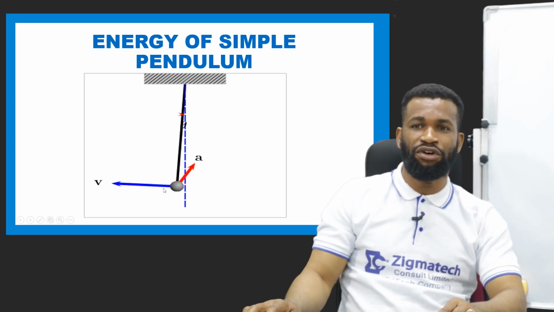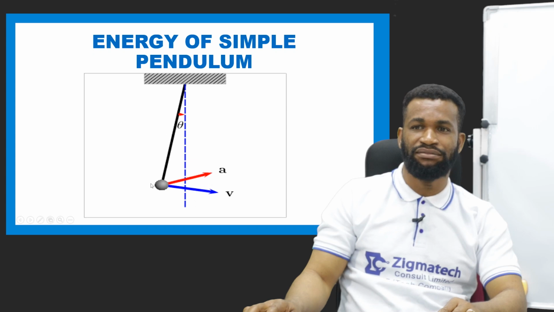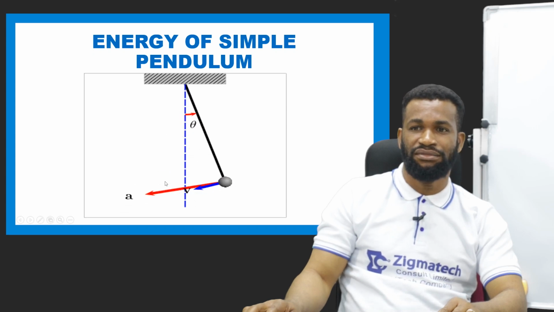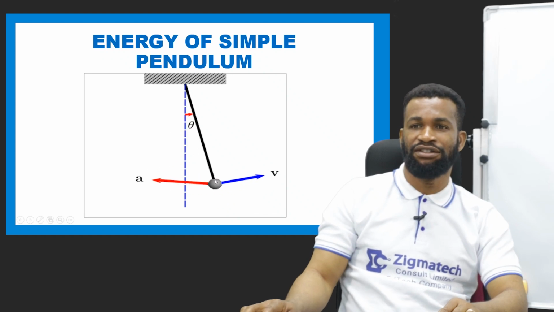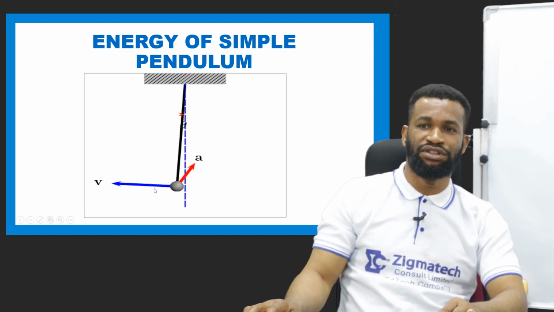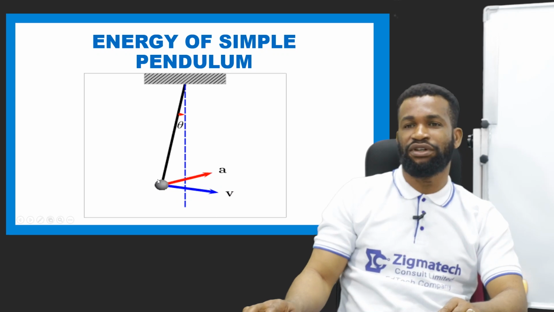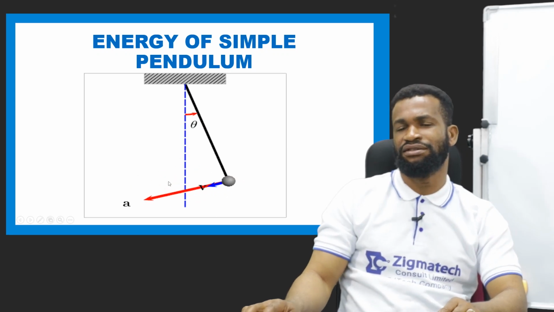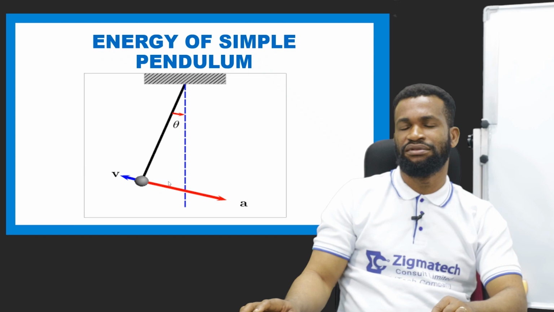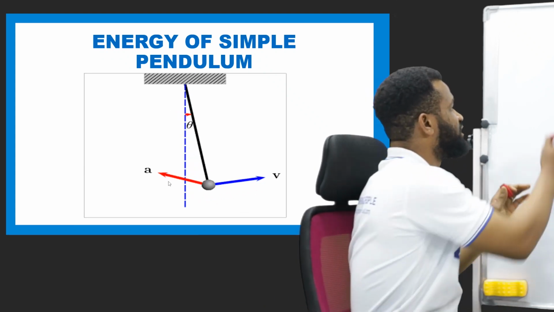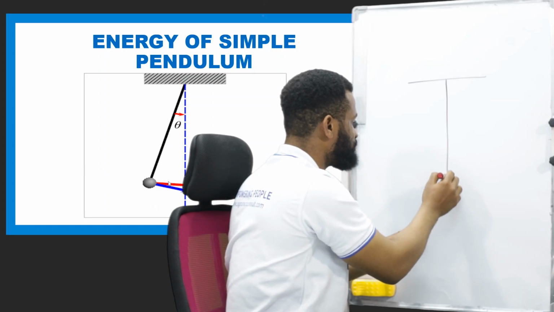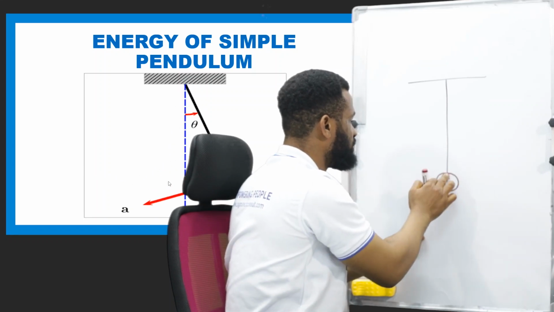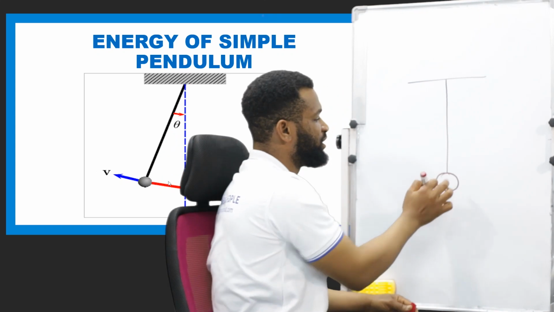The velocity is always reducing after some time. At a particular point, the velocity will be 0, you see? And then it continues increasing again and gets to 0 again. But the acceleration is almost there. So what happened? We're going to look at the energy of a simple pendulum. So this is the pendulum itself.